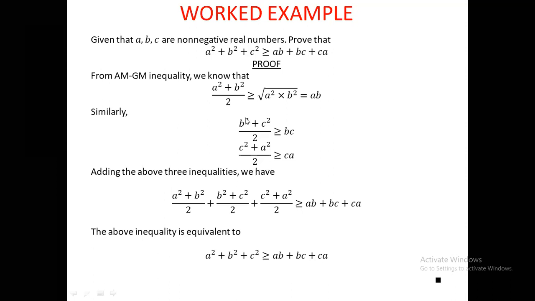Now, having gotten these 3 inequalities, we add them. When you add the above 3 inequalities, this is exactly what I have: AB plus BC plus CA is the right-hand side, and the left-hand side is this. Quickly, you see that the denominators are the same, so you can go ahead and add the numerators. You're going to have 2A squared, 2B squared, 2C squared, and that will simplify to become A squared plus B squared plus C squared greater than or equal to AB plus BC plus CA, and that concludes our proof.